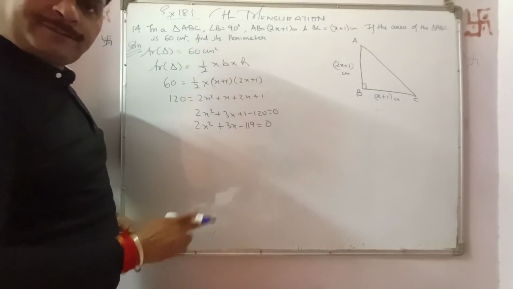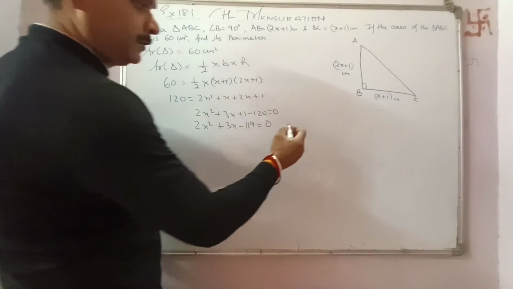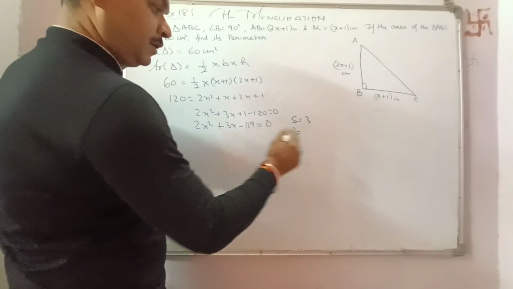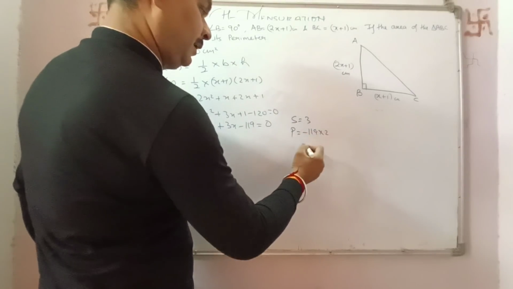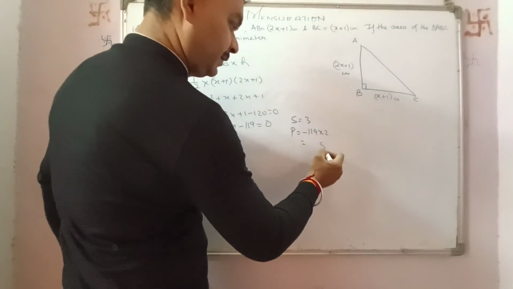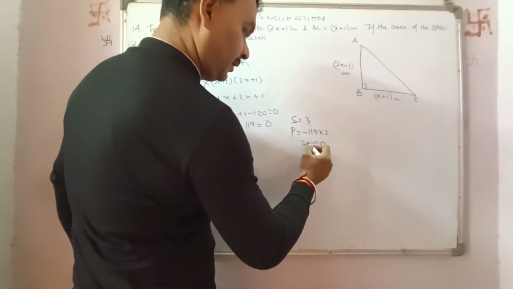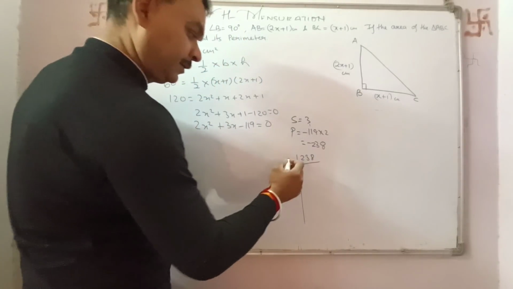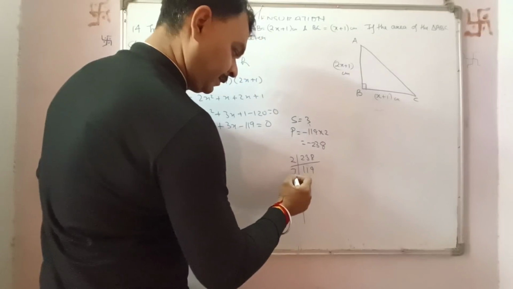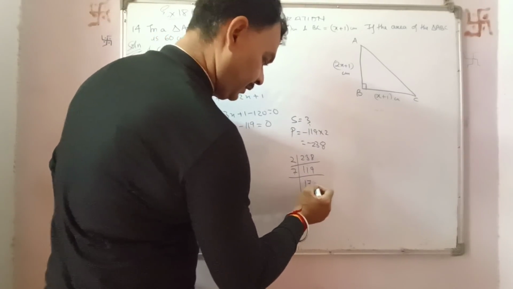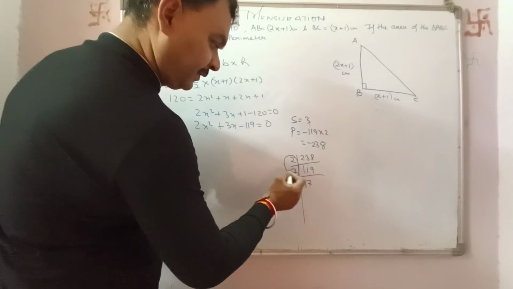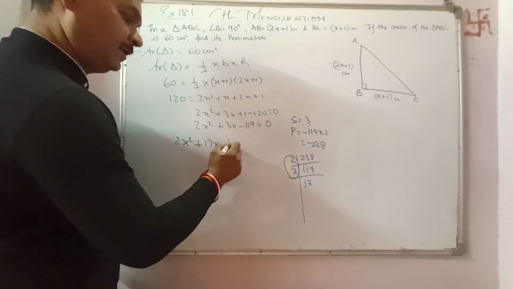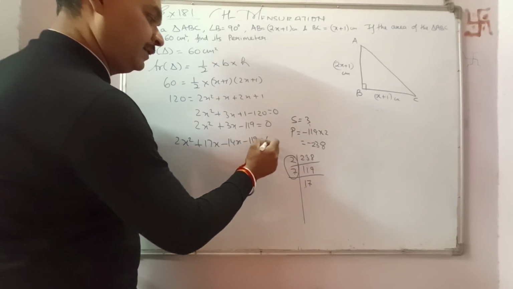Okay, now we have a quadratic equation. Now for the quadratic equation, I told you people that the sum is the coefficient of x, that is 3, and the product is the constant term into the coefficient of x square, which is minus 238. Now we'll find the factors of 238. 2 into 119, and 119 is 7 into 17. So 17 and 14: 2x square plus 17x minus 14x minus 119 is equal to 0.